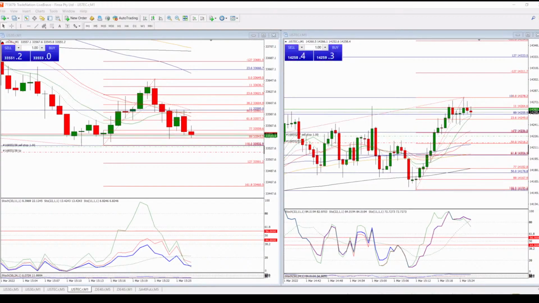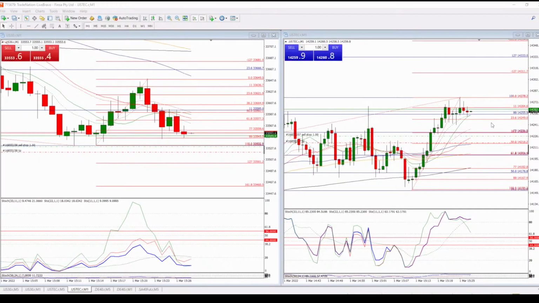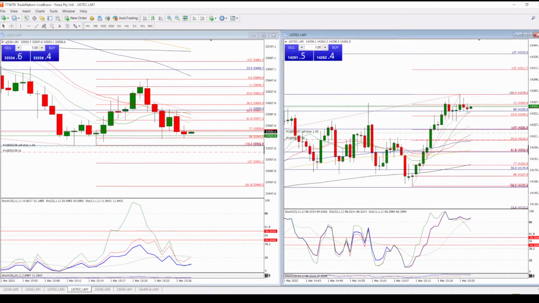Something I'm seeing now: opening price in US Tech and 61.8 of opening range in US Tech is basically the same level. Yeah, very close. I think it's about 2 points. To be precise, 2.5 points.